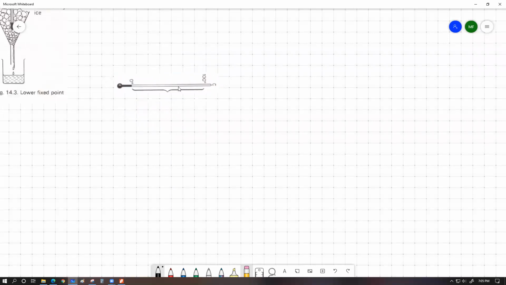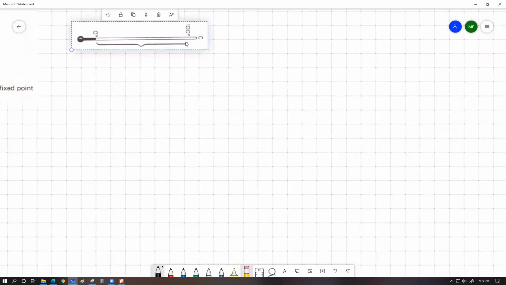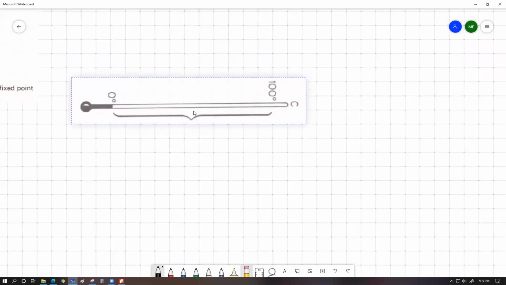All right, I am using the horizontal version because for my screen orientation, it is easier for me to work with the horizontal version. Okay. এখন মনে করো আমরা এই থার্মোমিটার দিয়ে একটা টেম্পারেচার মেজার করব.